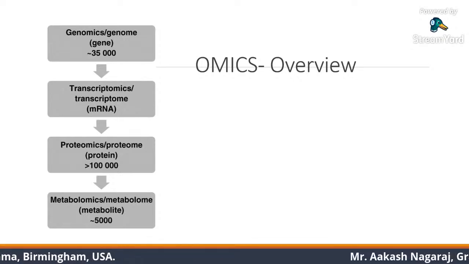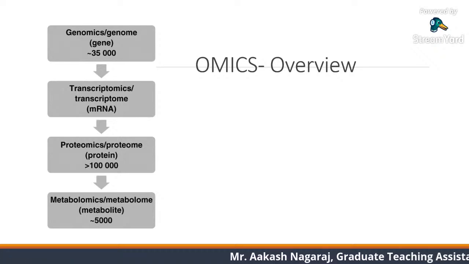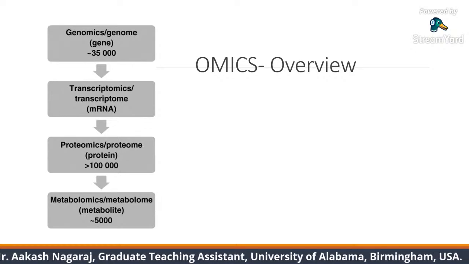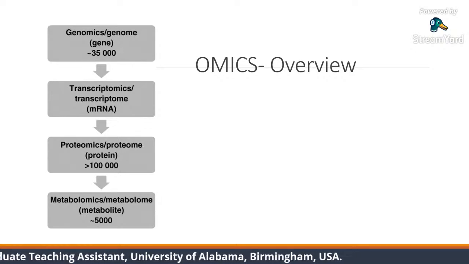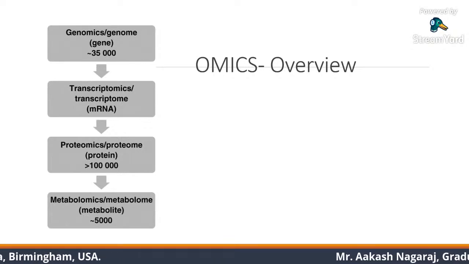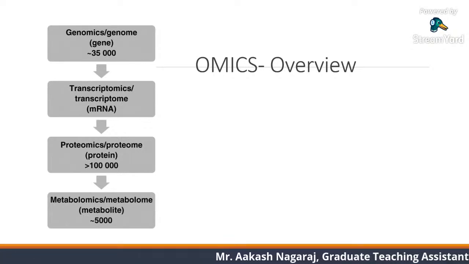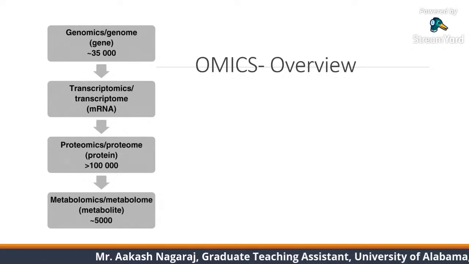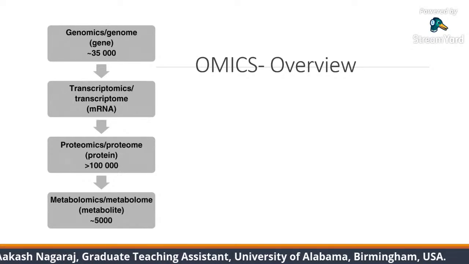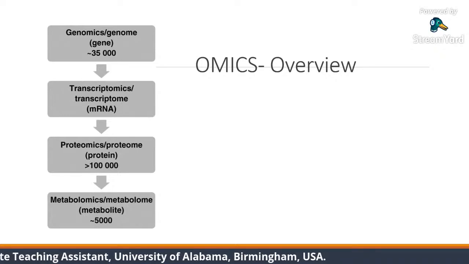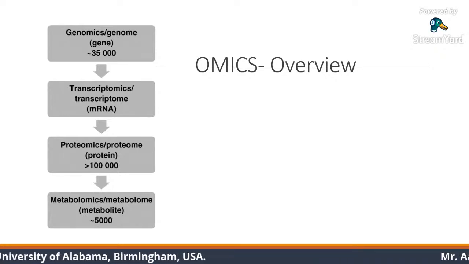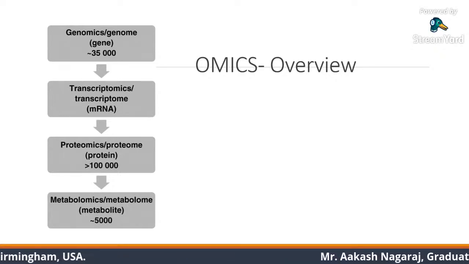And then we can do proteomics. So the messenger RNA would be converted into protein. If we do proteomics, we can know the information about the proteins which are produced by the cell or the tissue. And similarly, metabolomics, all the different metabolites which arise due to the cellular chemical reactions taking place.